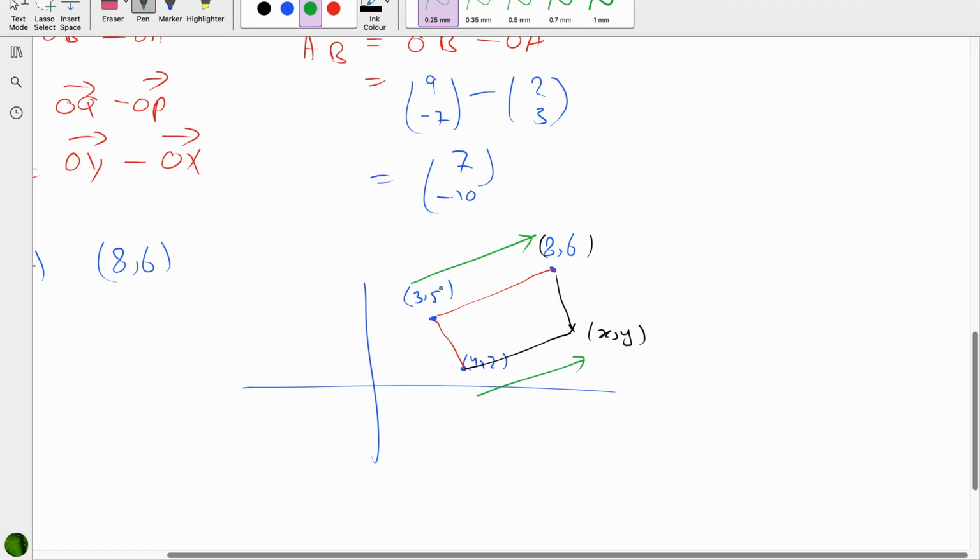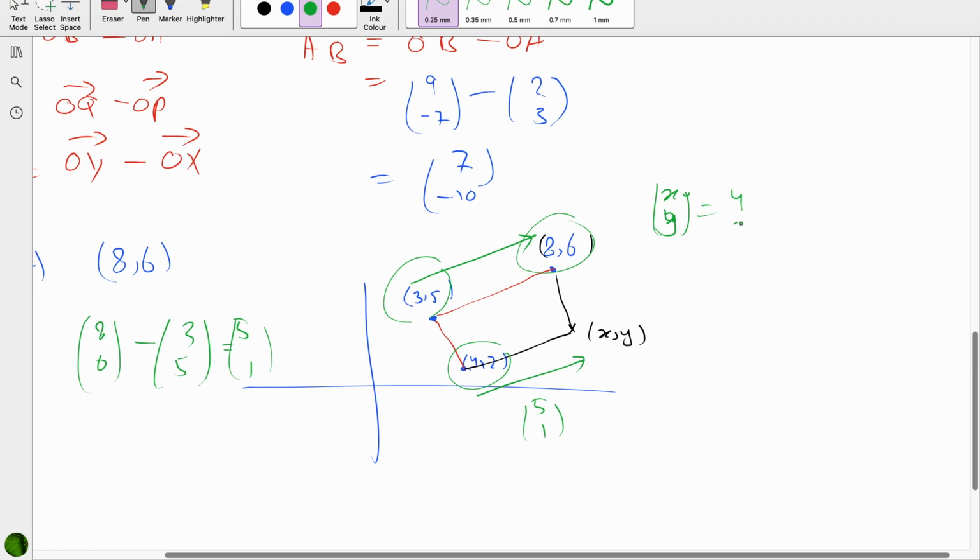So if I'm finding this, I know this second point, I know this first point, so it was always second minus first. So (8, 6) minus (3, 5), I know that this vector would be (5, 1). So when we add (5, 1) to (4, 2), we get xy. xy is equal to (4, 2) plus (5, 1). When we add these vectors, this becomes (9, 3). This is one of the possibilities.